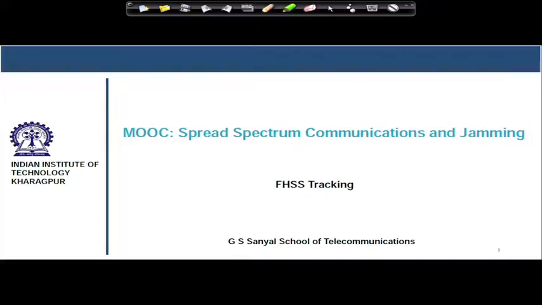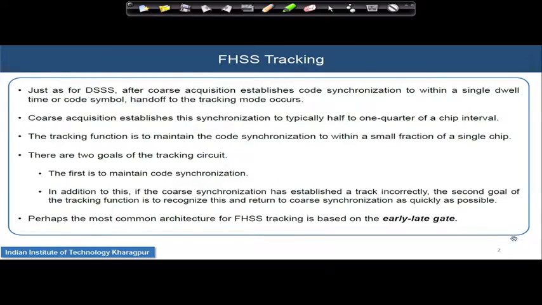Hello students, as we are done with the frequency hopping code acquisition technique for the frequency hopping spread spectrum receiver, today we will discuss the frequency hopping spread spectrum communication tracking mechanisms inside the receiver. Like direct sequence spread spectrum communication, here also the tracking is performed after code acquisition is done.